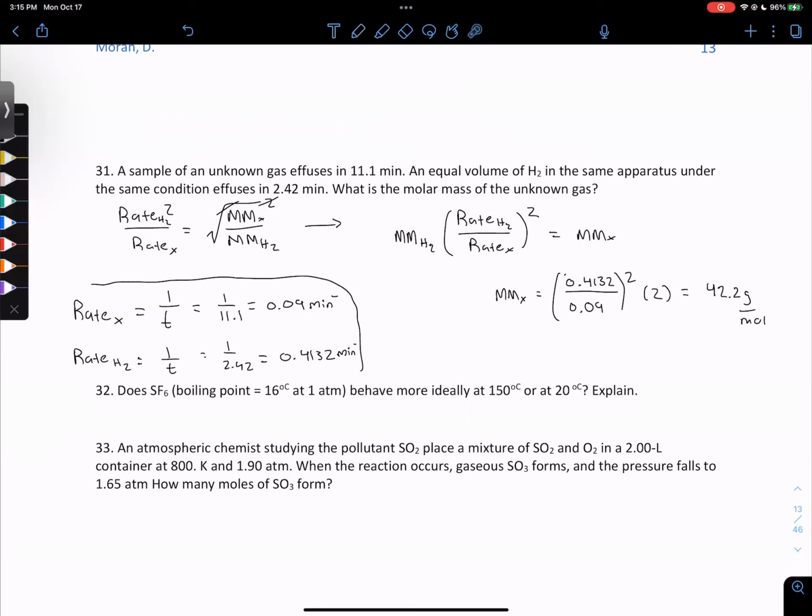Because the equation we solve for the molar mass of the unknown is these rates over this rate squared, times the molar mass of H2. The molar mass of H2 is 2, so that's why I multiplied by 2. You can just do the square root of 2 over 1 over x. So you don't have to multiply by 2 yet.